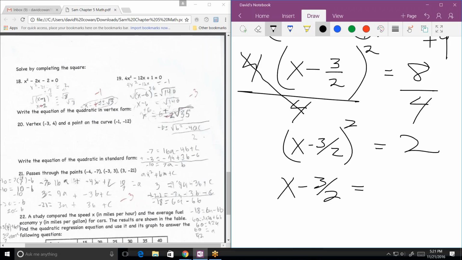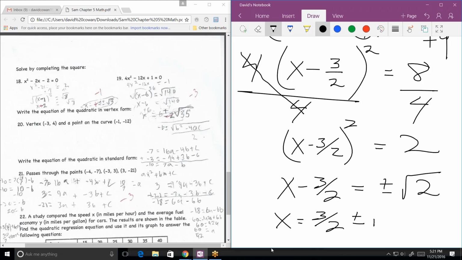What are the first words out of your mouth whenever you're solving an equation by taking the square root of both sides? Plus minus. Plus or minus the square root of 2. In other words, I still have to take the square root of whatever number's over there. And now finally, what's the last line? X is equal to what? X equals 3/2 plus or minus the square root of 2.